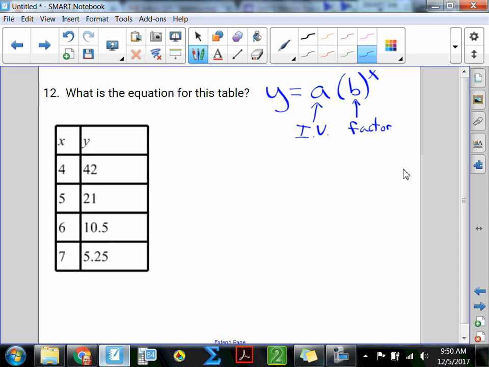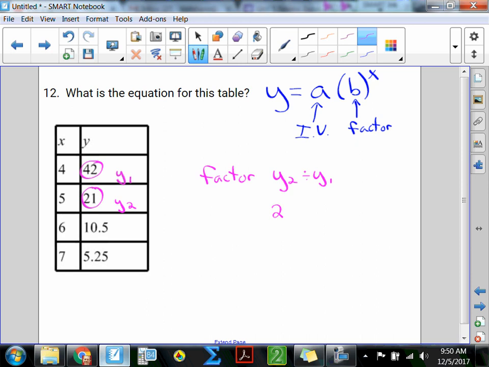The first thing I need to do is find the factor. We find the factor every time on an exponential table by doing y2 divided by y1. Sometimes it's more tricky than that, but we might look at that second semester. For right now, the factor is always y2 divided by y1. So I can pick any y values that are consecutive and call the second one y2 and the first one y1. I could also pick the two values at the bottom and still call them y2, y1.